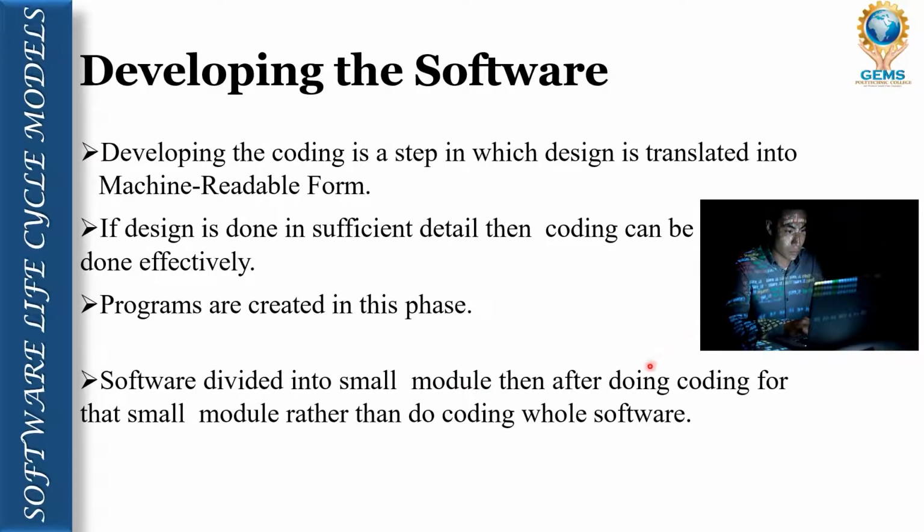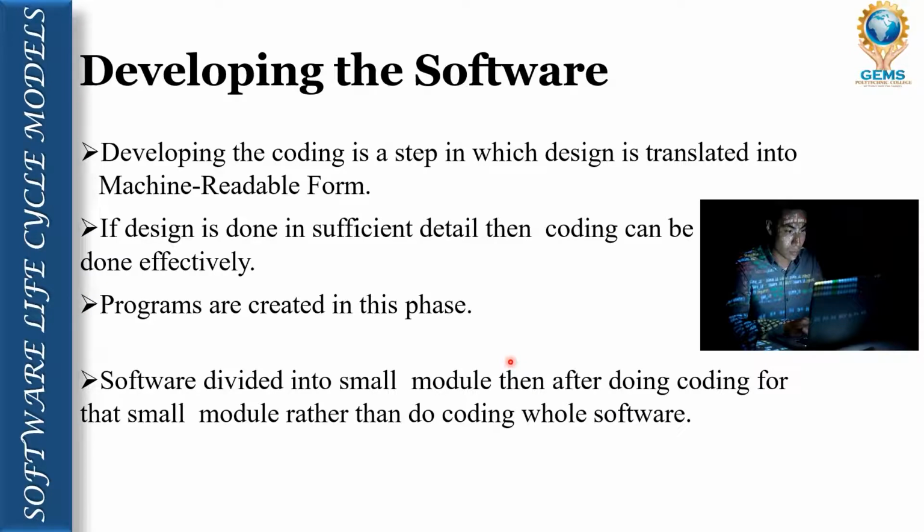Now developing the software, we are going to develop the software based on the designing. So developing the code is a step in which the design is translated into a machine readable form. Dear students, what we design in the designing phase will be put into the programming, so that our computer can read it. That is called machine readable form. That is nothing but 0 or 1 form.